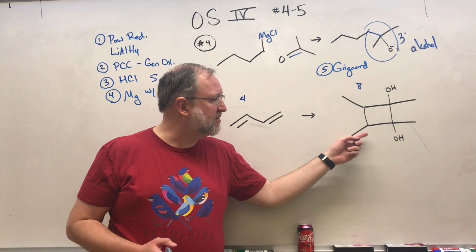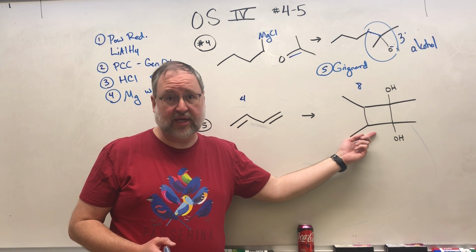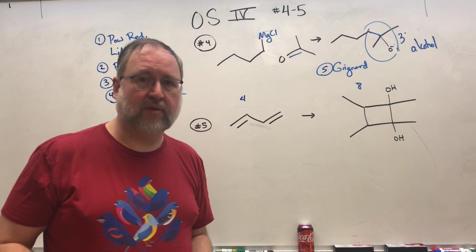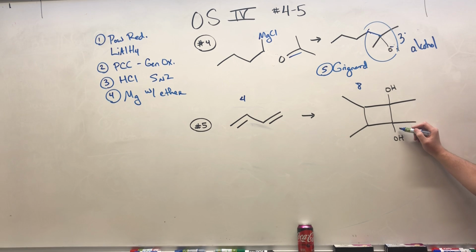Are there any other clues for this one that we actually used Grignard? Actually, yes, there are, right? What are some other clues? Well, here's our good buddy tertiary alcohol, right? And oftentimes we have secondary and tertiary alcohols when we have Grignard forming.